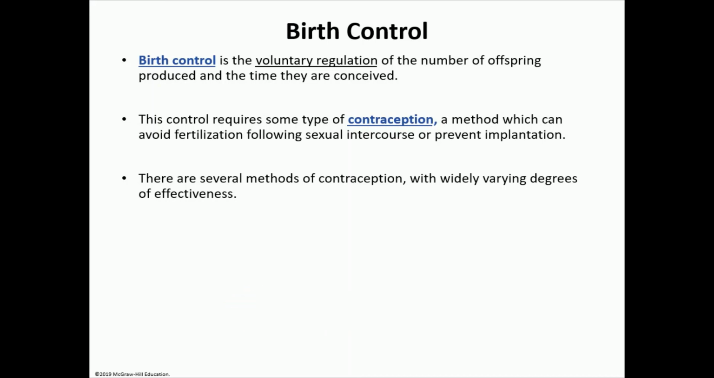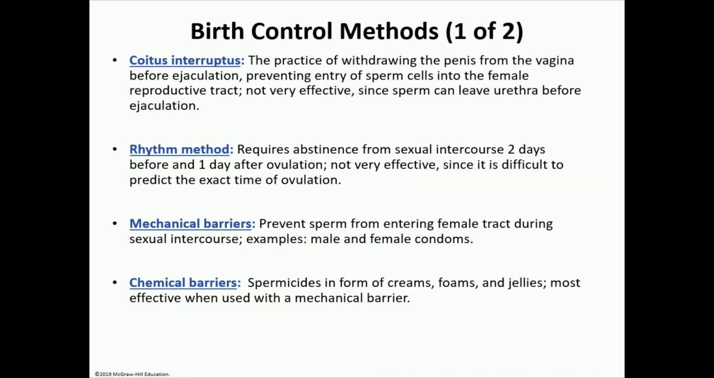Birth control is the voluntary regulation of the number of offspring produced or the time when they are conceived. Birth control is going to need some kind of contraception, and contraception would be either to prevent ovulation from occurring, or to prevent fertilization from happening, or to prevent implantation. There are several different options for contraception, so we'll go over some of these and their different degrees of effectiveness.